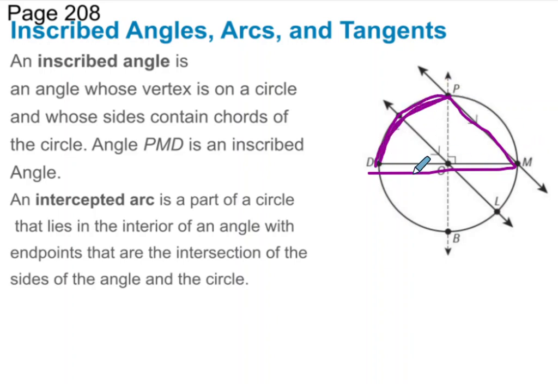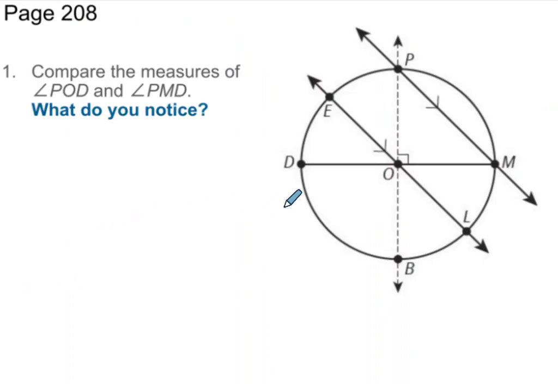So intercepted angle makes the intercepted arc. Can we compare the measures of POD? Let's measure that, P to O to D, and PMD. Those are those two. So we can figure out what POD is. That's going to be 90 degrees, and I know that because this is a linear pair. These two angles add up to 180, and I know that this angle is 90.